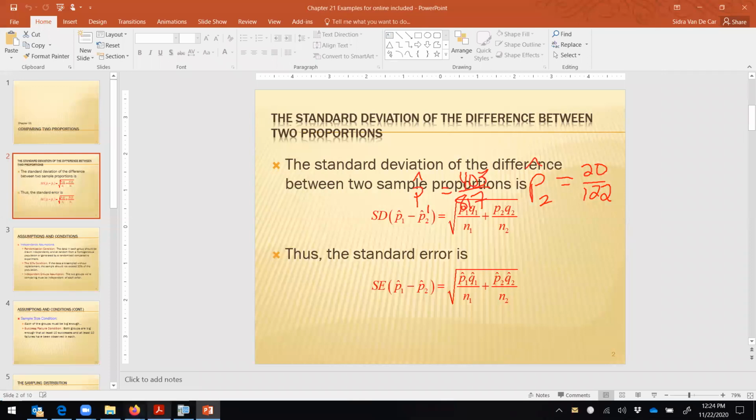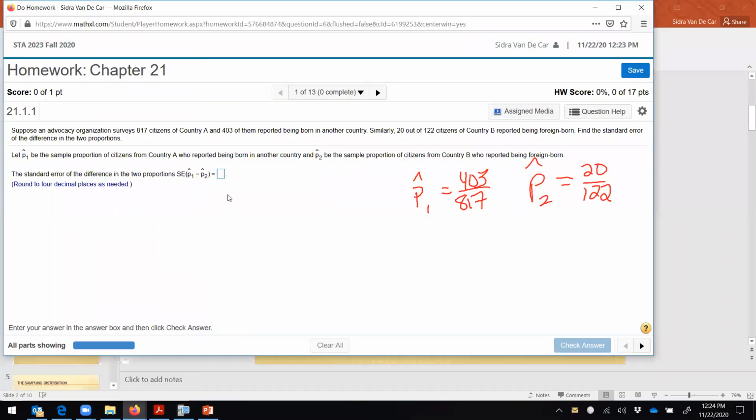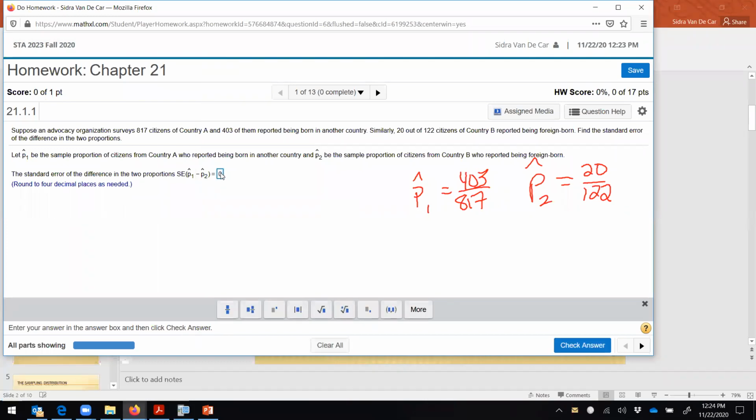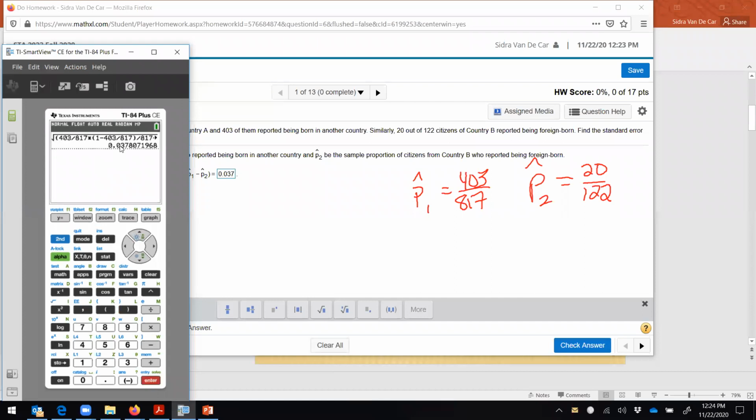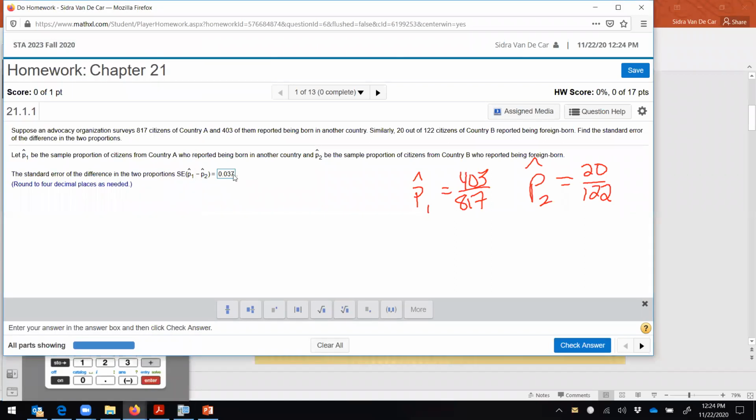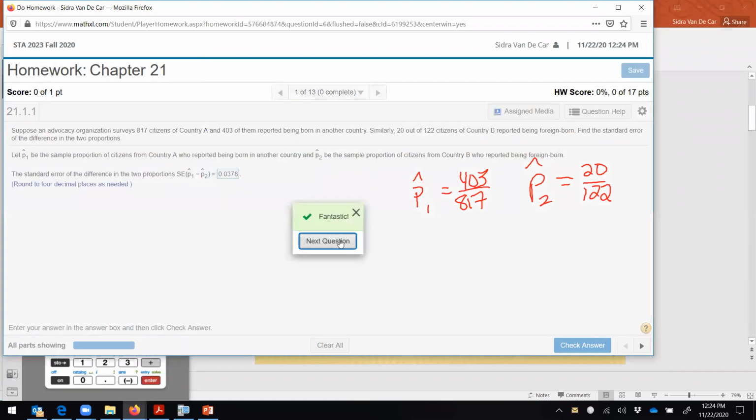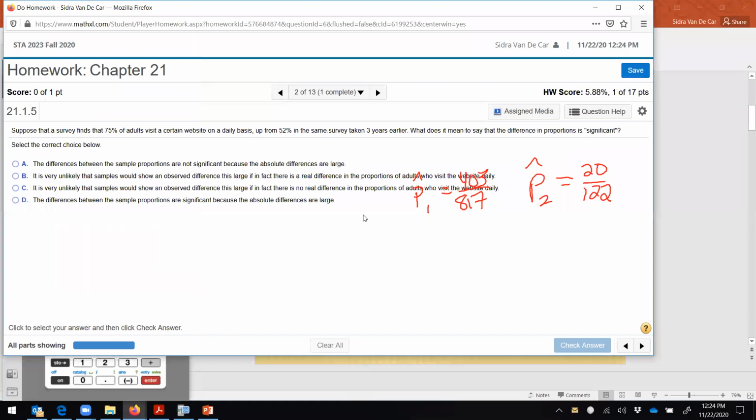So we want to go to 4 decimal places. So that was 0.037, 1, 2, 3, 4. So yeah, an 8, because after it is a 0. All right. Let's clear that. All right.